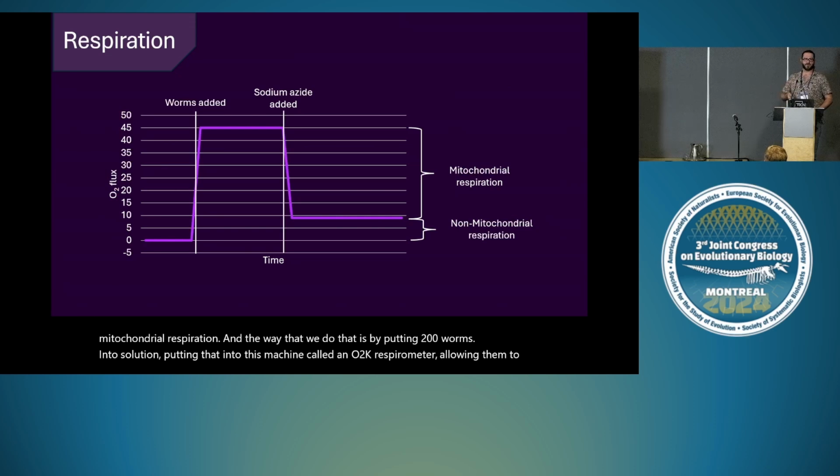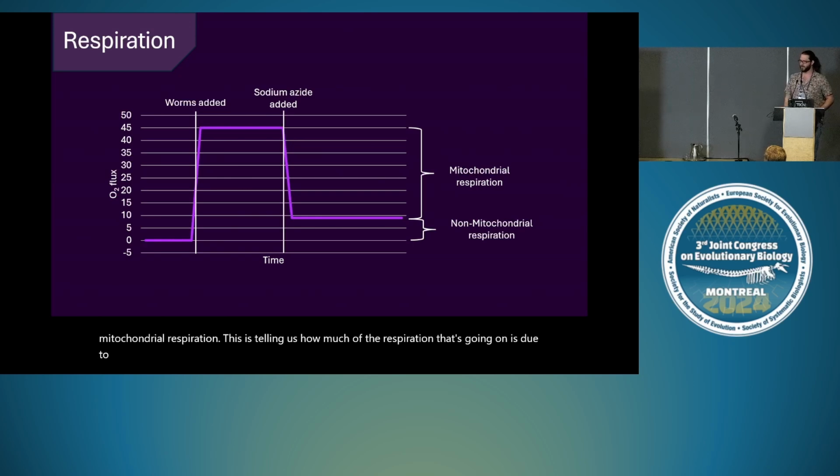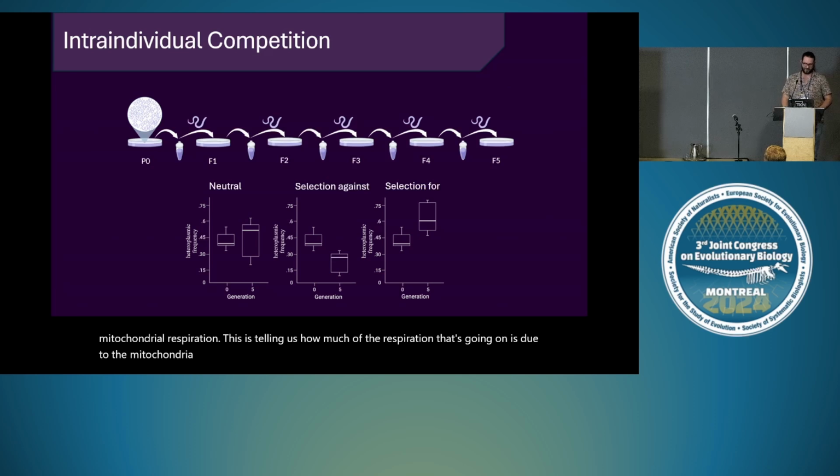This kind of measures basal respiration within the solution. We then add sodium azide, which is a complex 4 inhibitor. This is going to shut down all of our mitochondrial respiration. And then the difference between those two states is going to give us our mitochondrial respiration. This is telling us how much of the respiration that's going on is due to the mitochondria itself. And then finally, the really cool part is this intra-individual competition.